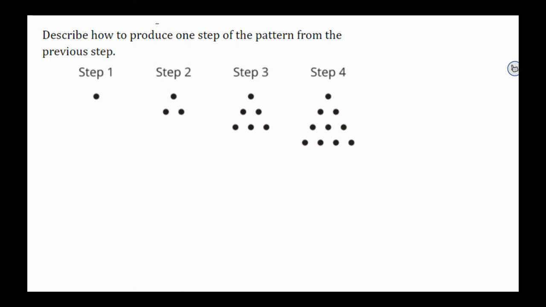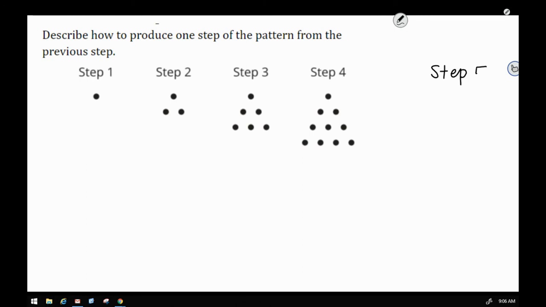All right, on your paper, describe how to produce one step of the pattern from the previous step and then draw in step 5. Add another button. Oh my God, it's like that game with the pigs. Well, you added, I got the 7 on that. It's like the one where you add one more. Neither, just add a row. Yep, you're going to add in step 5.